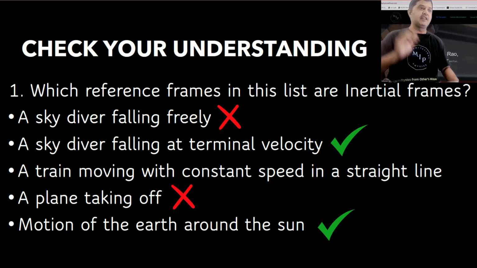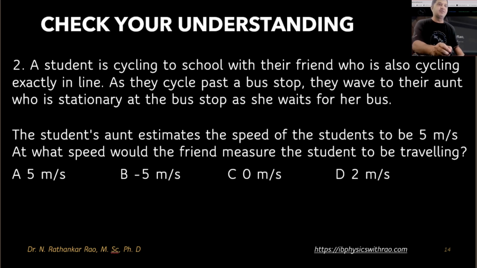Now let us move on to the next one. A student is cycling to school with her friend who is also cycling exactly in line. And as they cycle past a bus stop, they have to wave to their aunt who is stationary at the bus stop, and she waits for a bus. Okay, two students are moving, and then they wave to their aunt who is waiting for the buses. The student's aunt estimates the speed of students to be 5 meters per second. At what speed would the friend measure the student to be traveling?